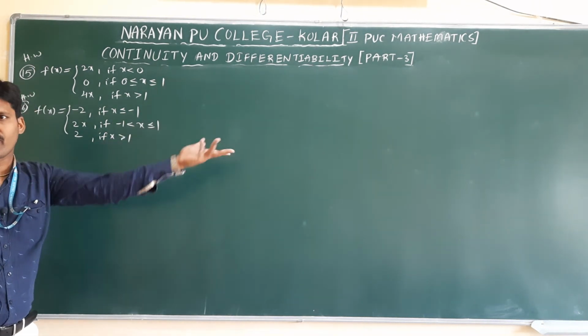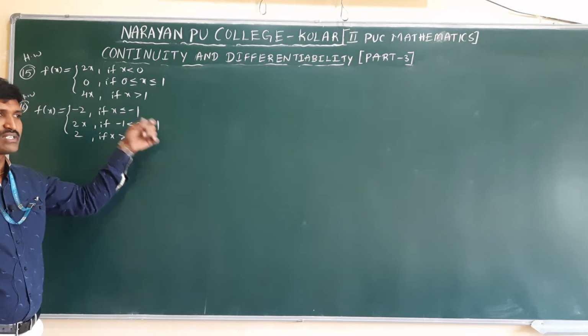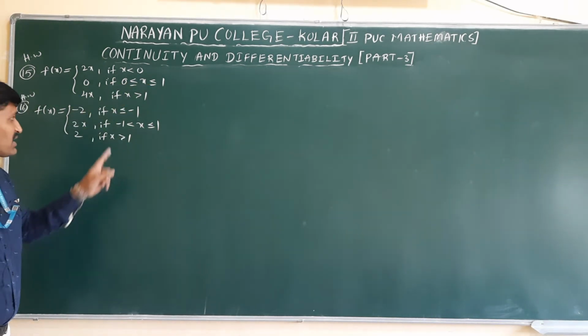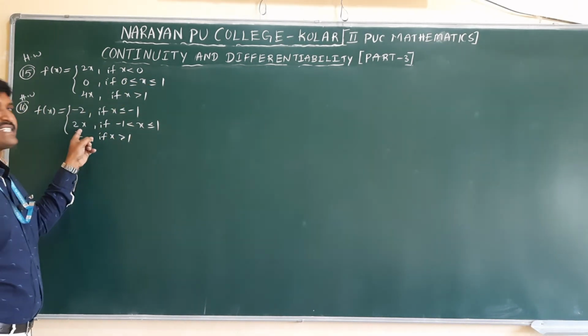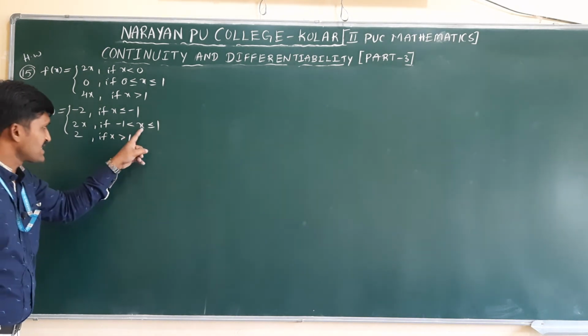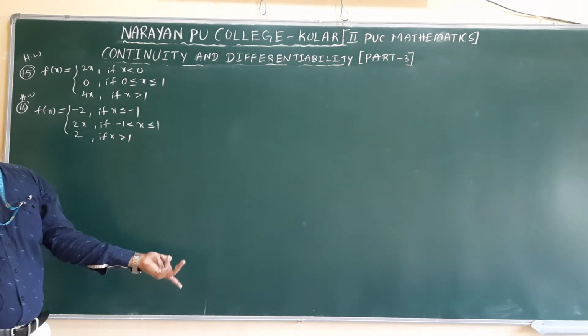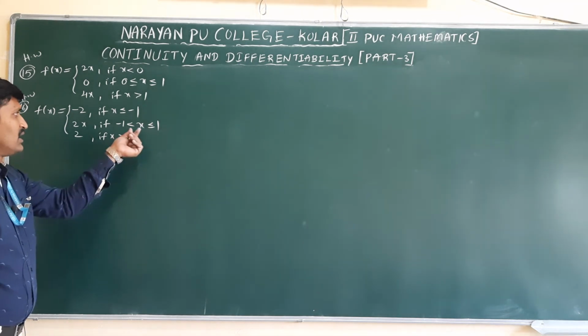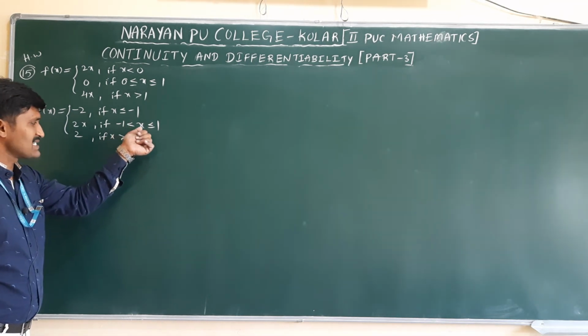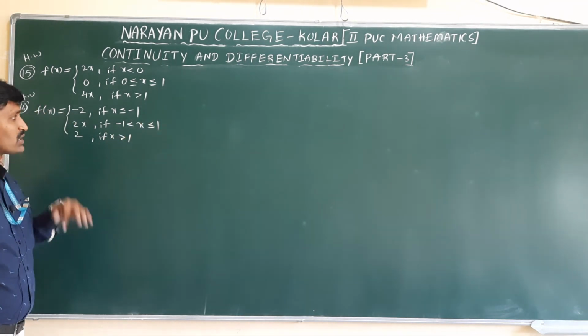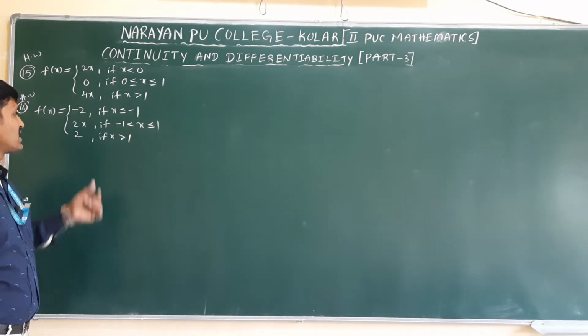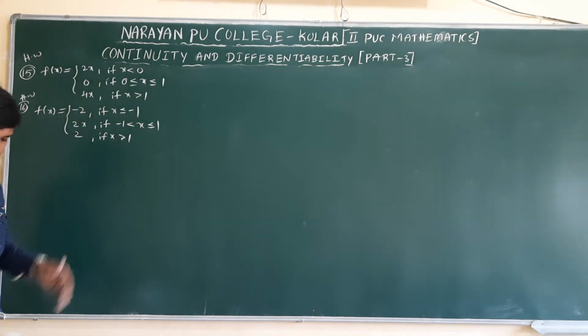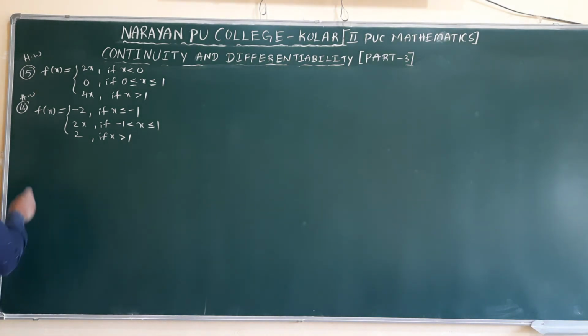Equal to 1 separately we need to find, not at a time. We can't find it because at a point we need to check, which means LHL, RHL will be there. But for minus 1 less than x less than 1, a single function only will come. Either x is greater than minus 1 or x is less than 1. Method is the same. That's why the third case is minus 1 less than a less than 1. Fourth case is x equal to 1. Fifth case is x greater than 1. Okay? These are the methods we need to follow.